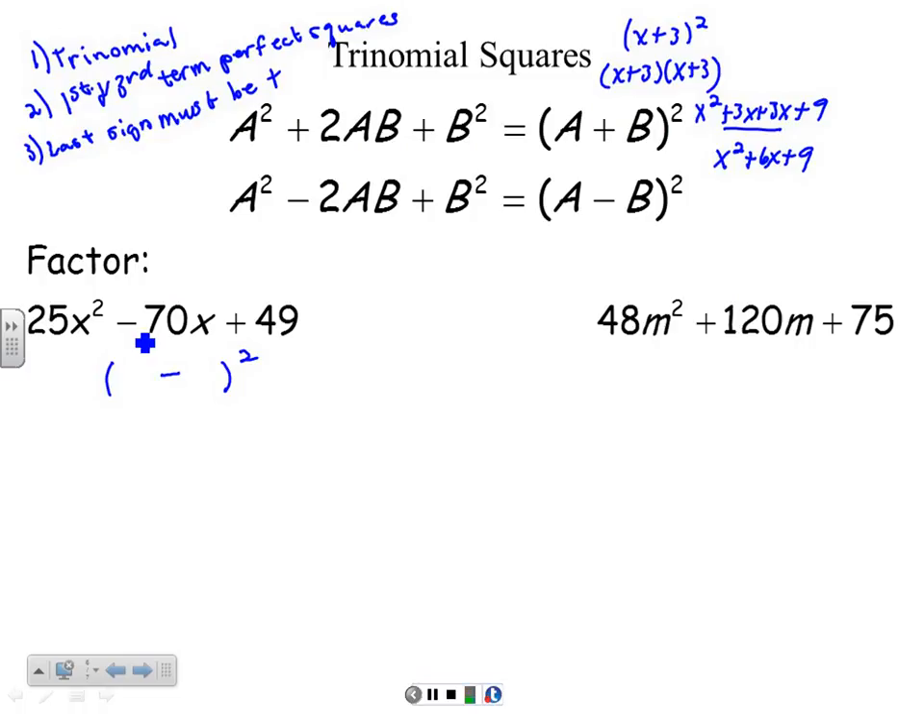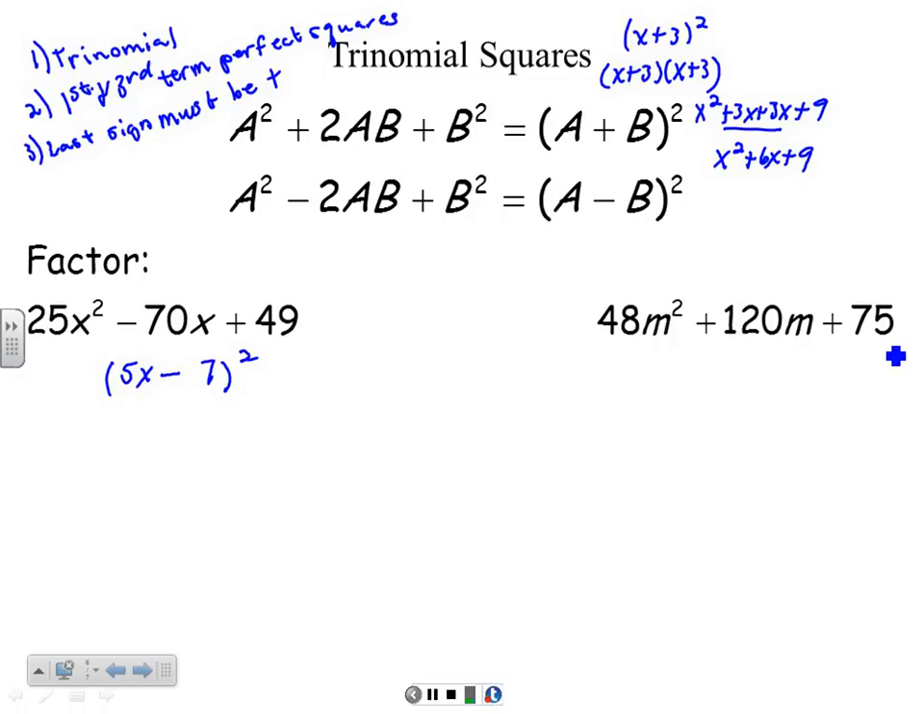Second sign doesn't matter, you're just going to match that first sign. And then like I said, the square root of 25x squared is going to be 5x and the square root of 49 is 7, and you're done. So make sure you don't have anything in common before you do this, of course.